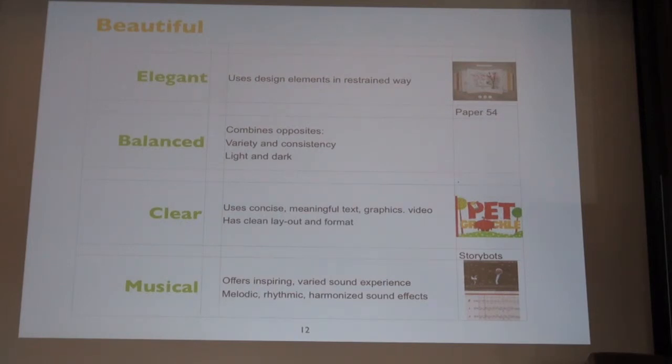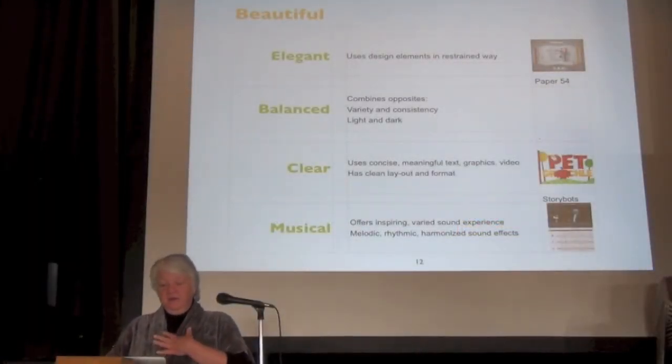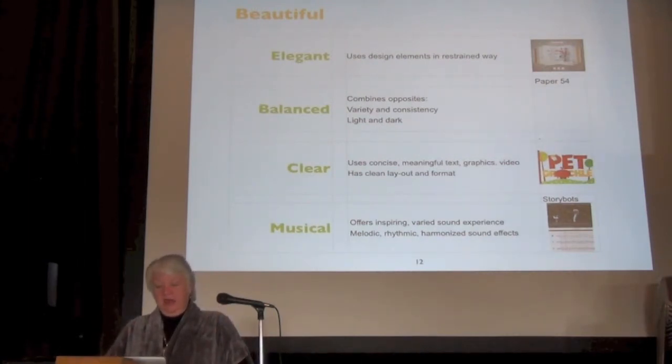Is it balanced? Here I couldn't find an example of this aspect of being balanced. That there's variety and consistency, like light and dark or blended. A lot of our little children's apps, I think, are appropriately pretty light. But good stories often have a bad guy and something to overcome. Is it clear? Is it concise, meaningful? Are its graphics and text and video clear and clean? And does it have a clean layout and format?